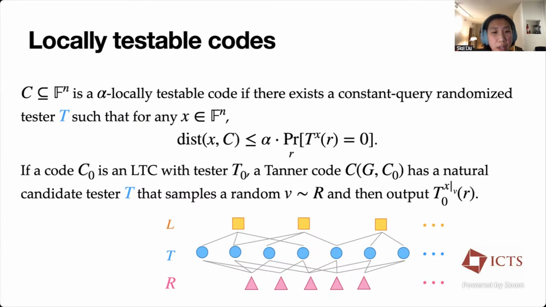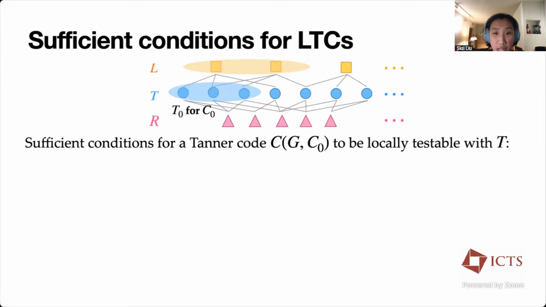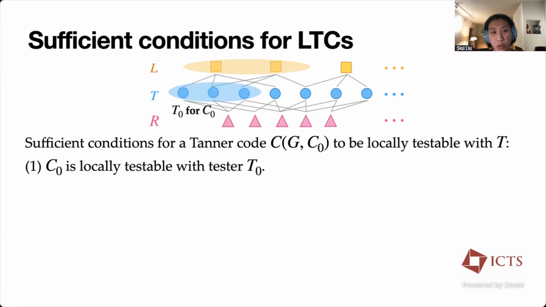Okay, so we have this tester T. Now we're going to talk about what is the sufficient condition for the tensor code C to be locally testable with this tester T that we just constructed. So the first condition is, of course, something we already mentioned, which is that we're actually making use of this T0, which helps to locally test the local code C0.